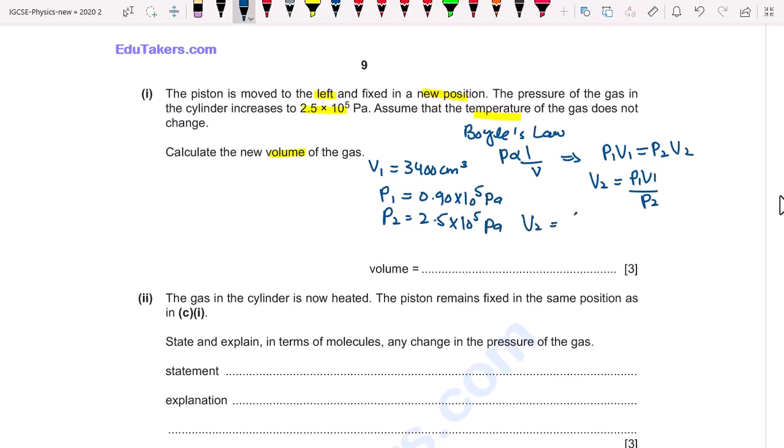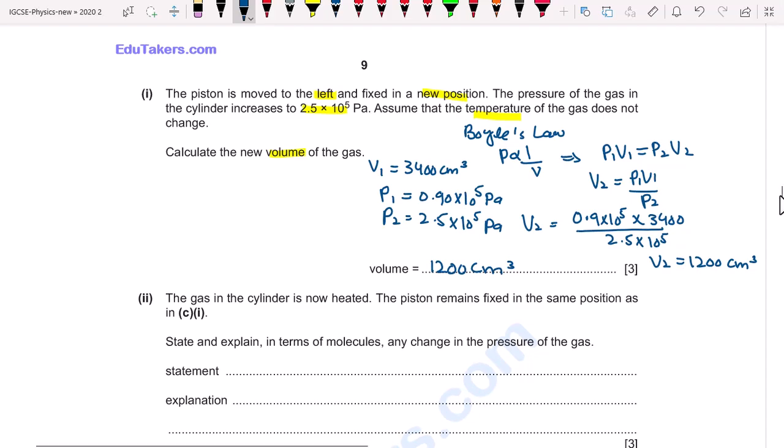So P1 is given, 0.9 into 10 to the power 5 multiplied by 3400, divided by 2.5 into 10 to the power 5. So V2 comes to be 1200 cubic centimeter. So the new volume is 1200 cubic centimeter.